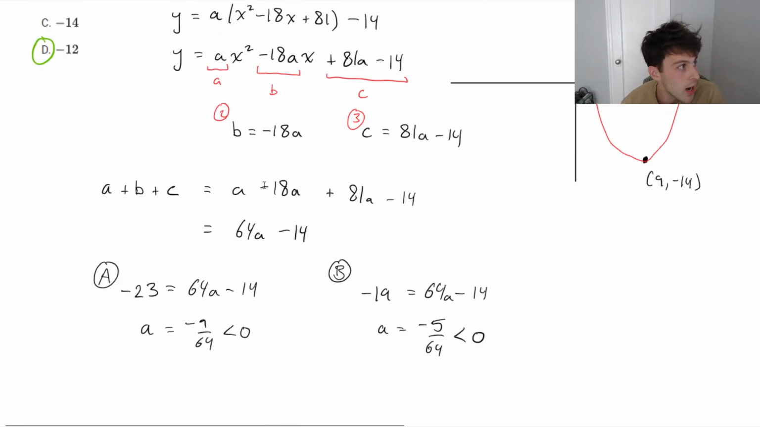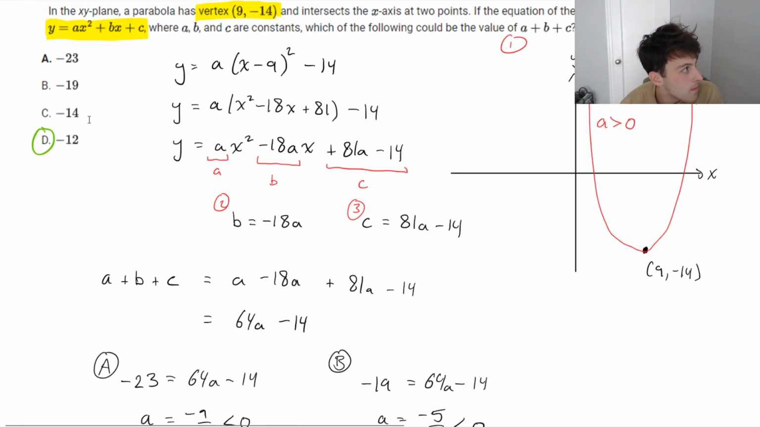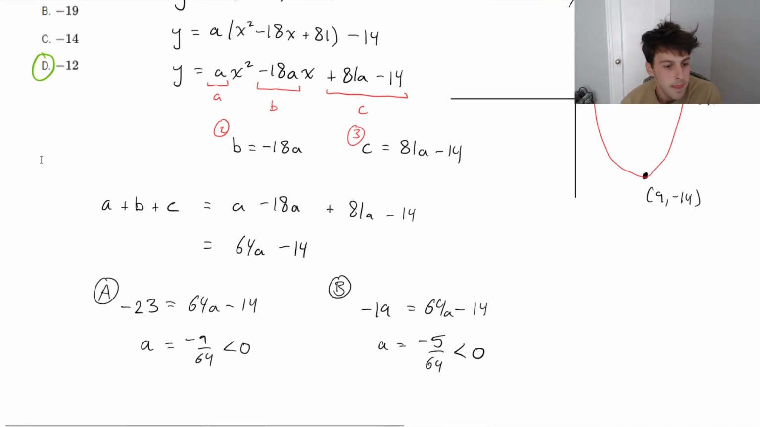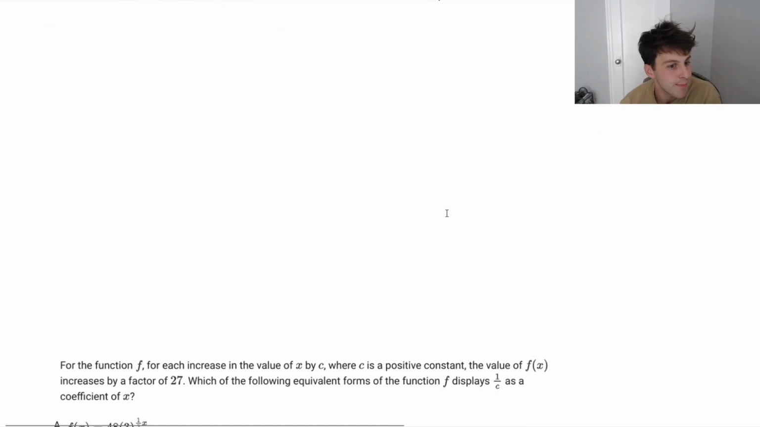So just for sake of time, you can quickly see the pattern and then jump to D being the one that produces a positive value of a. If you're not quite sure, I would just go through C and D and also try to verify that for yourself. Let's look at another one.